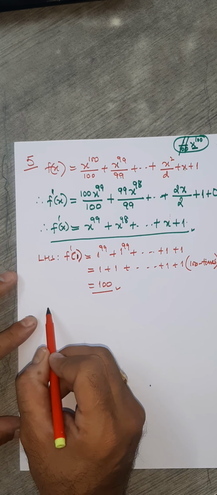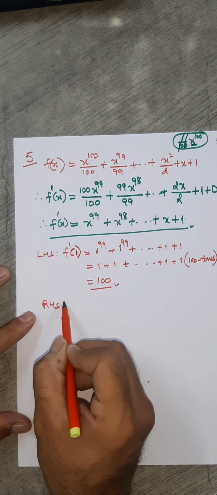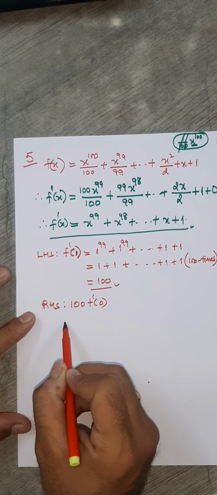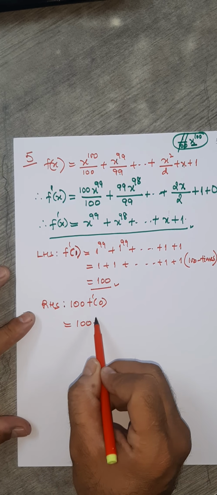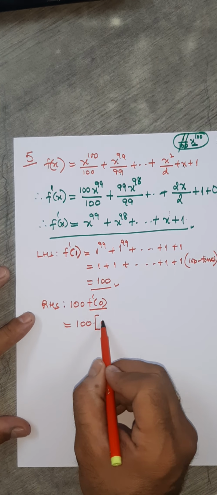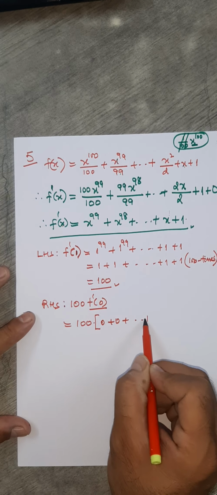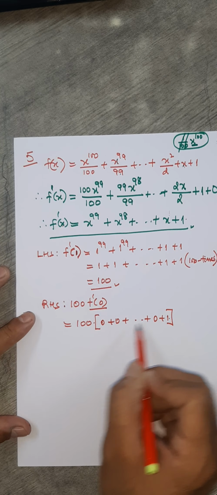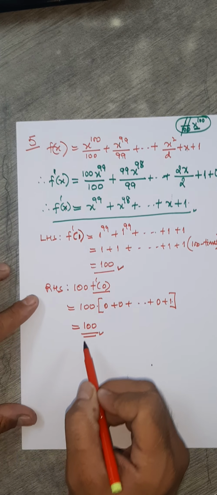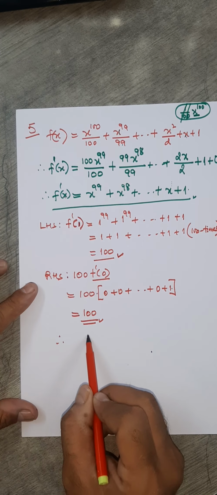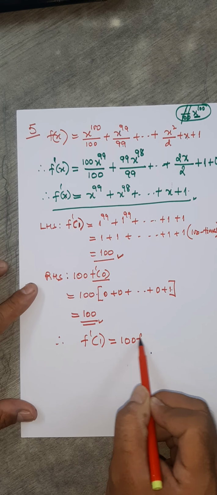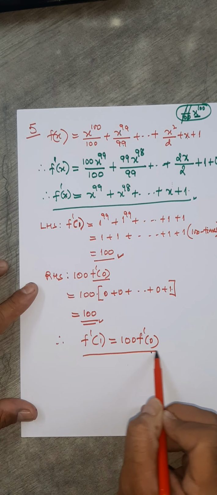What about the right hand side? Right hand side is 100 into f dash 0. 100 as it is. F dash 0 means instead of x you put 0. So 0 plus 0, 0 plus 1. So this is just 1, so you are getting 100. So if you just observe these two, you can say that f dash 1 equals 100 into f dash 0.